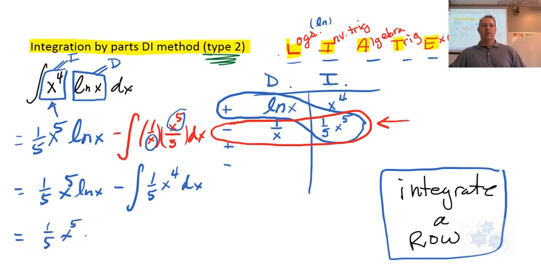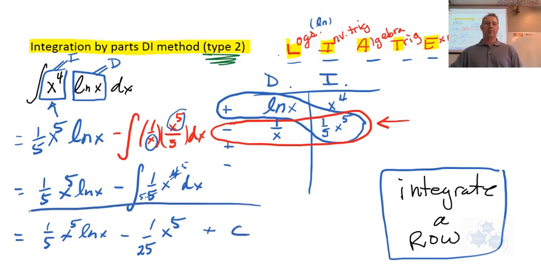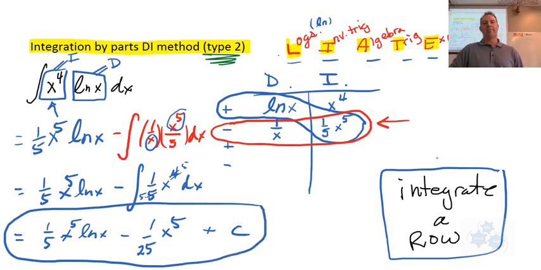So, you guys are already kind of figuring that out. We add 1 to the exponent, and we divide by that same number. So that's going to be 5 times 5 down there, so that's going to be minus 1 over 25 x to the 5th. And then plus c, and you don't have to factor anything out or do anything more than that. Wait, that's it? Yeah, that's it.